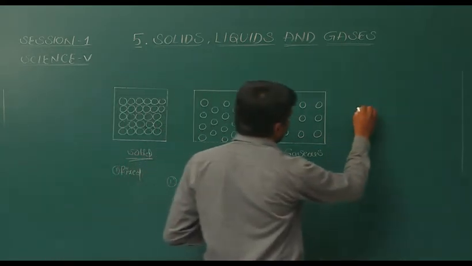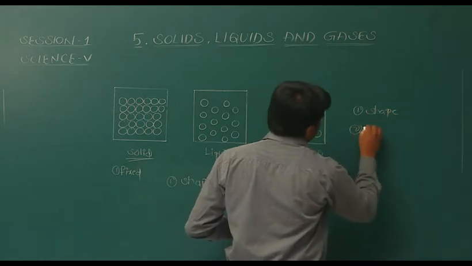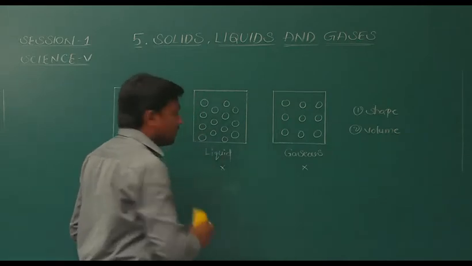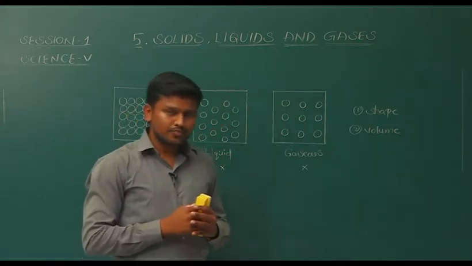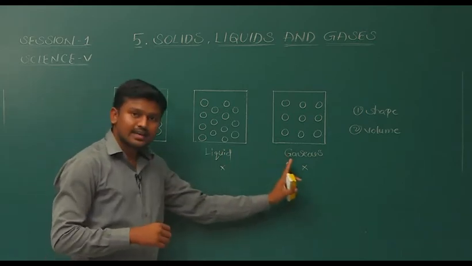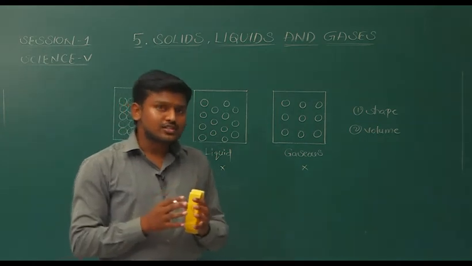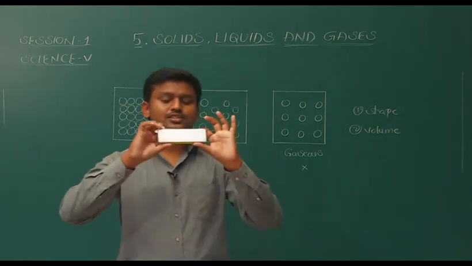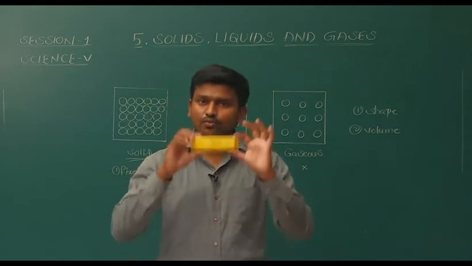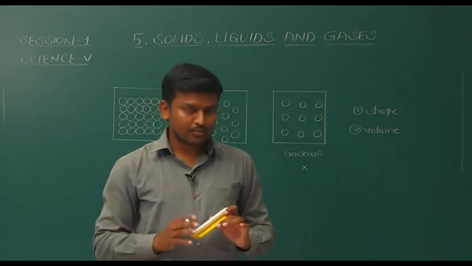And now let us take another property. Let us write properties here, shape and next volume. If we take the volume of solids, liquids and gases, solid substances have fixed volume. As you can see here, this is a fixed volume. We cannot change the volume of solid substances unless we apply force.